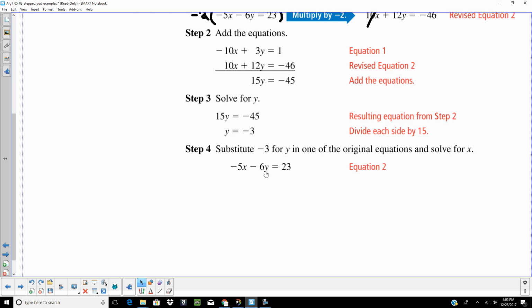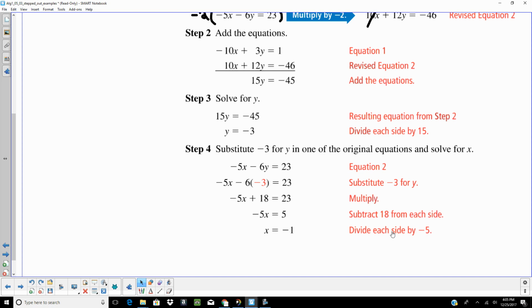I'm going to take out that y, put in negative 3. So I get negative 5x plus 18 equals 23. Subtract 18. Divide by negative 5. And I get x equals negative 1. So my solution is (negative 1, negative 3).